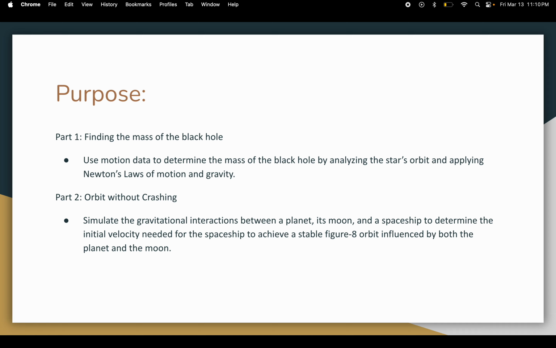And then part 2, Orbit Without Crashing, the purpose was to simulate the gravitational interactions between a planet, its moon, and a spaceship to determine the initial velocity needed for the spaceship to achieve a stable figure-8 orbit influenced by both the planet and the moon.